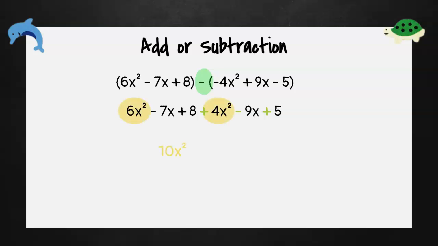Then I do what I did in the previous example, which is I just combine my like terms. I'm going to get 10x squared. Then I'm going to get a negative 16x. And then the 8 and the 5 is going to get me 13. Again, written in standard form.